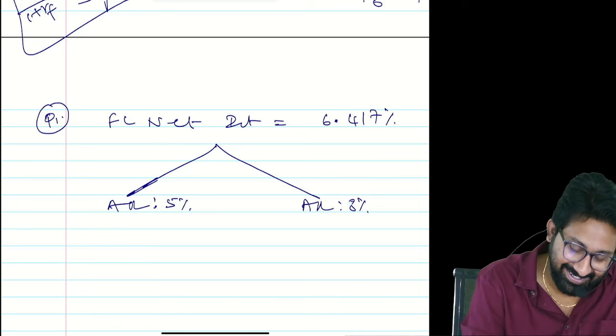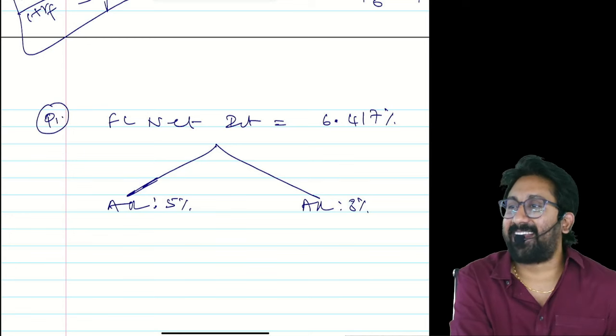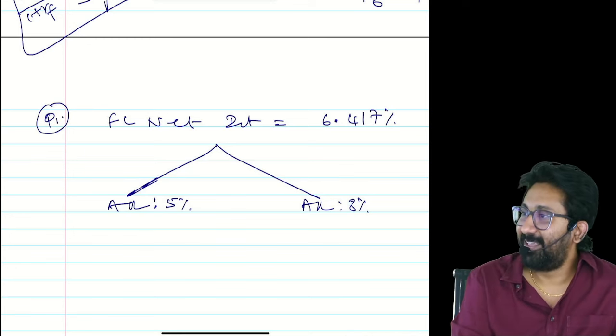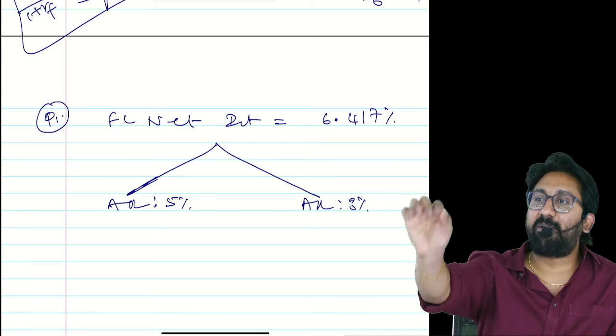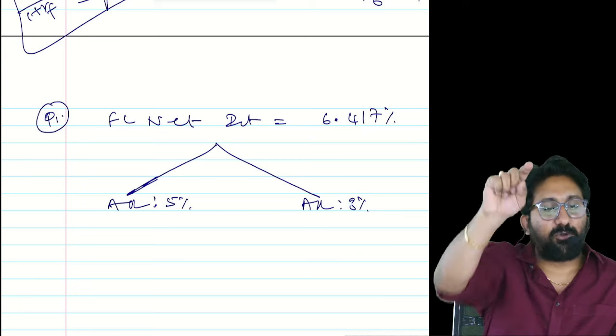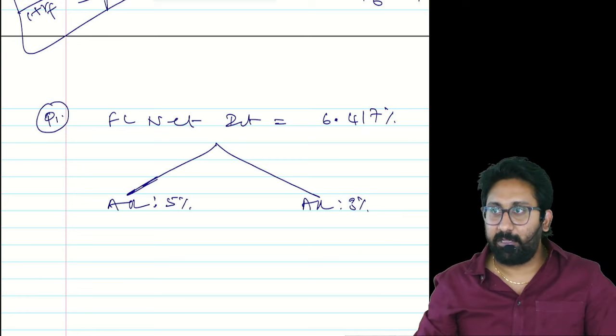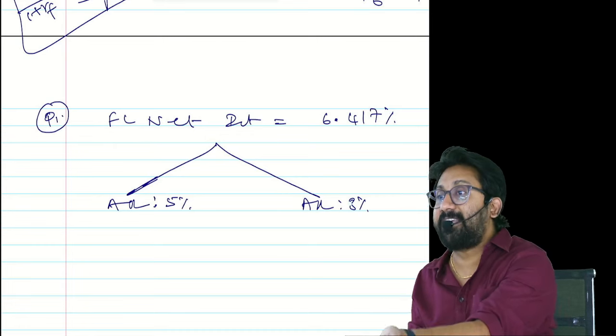See here. Forward loan, what is the net interest rate? That is our borrowing rate or lending rate. Today, after 2 months. Locked today, but it prevails after 2 months for the next 6 months.